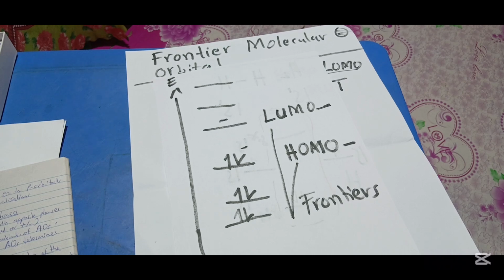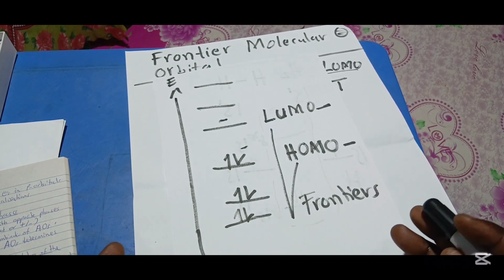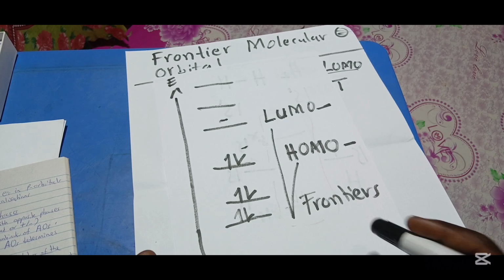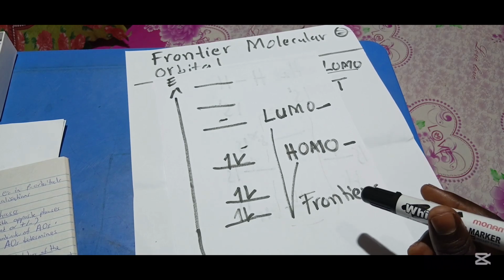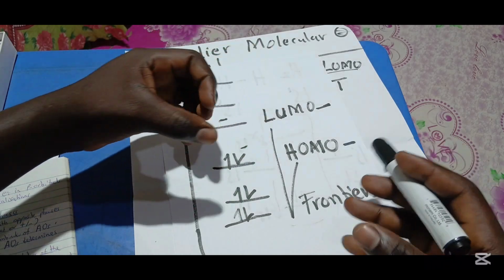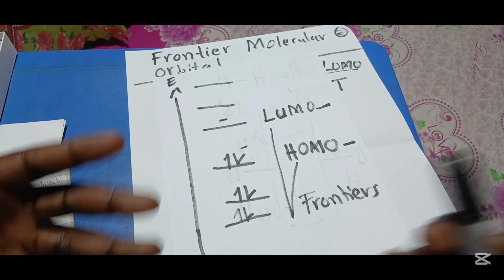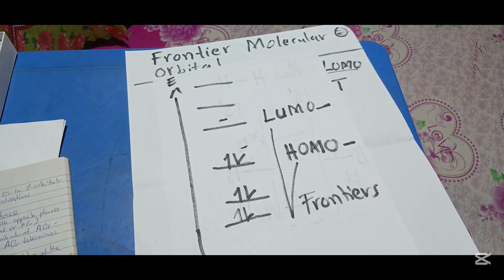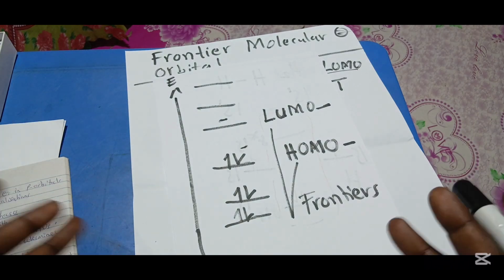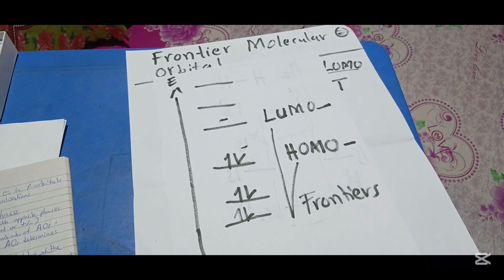So just know that when we are going to predict the reactivity of a given molecule, we are going to use frontier analysis. In frontier analysis, we are basically taking the LUMO and the HOMO into consideration to predict the reactivity of the molecule. We are going to know everything today as much as possible. So now that we know HOMO and LUMO, let's proceed.